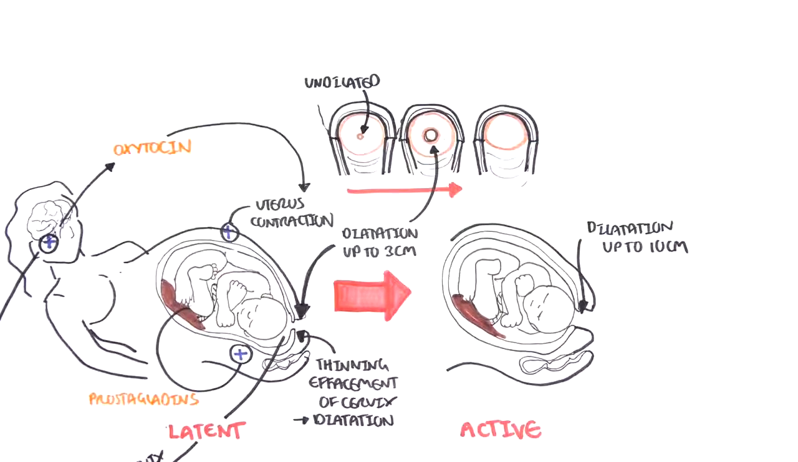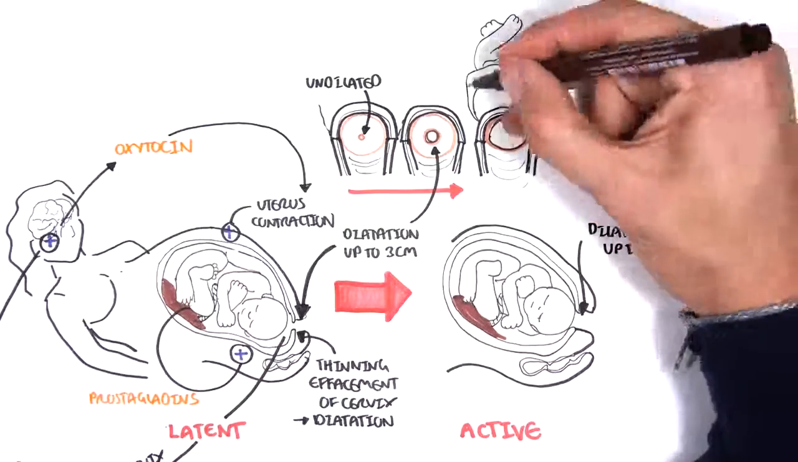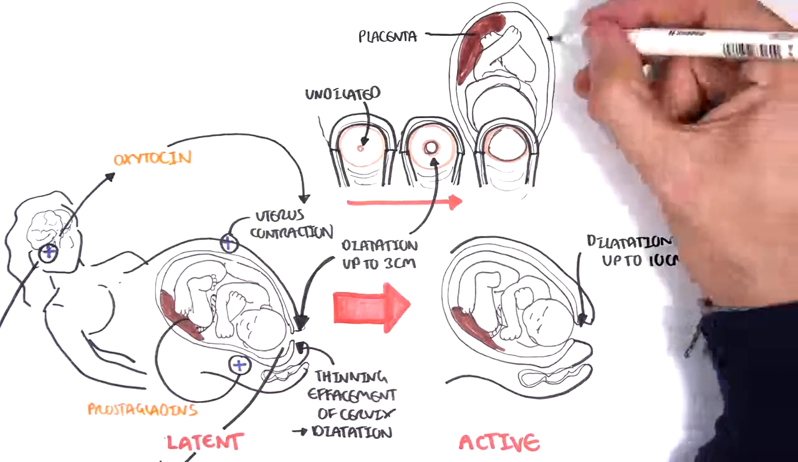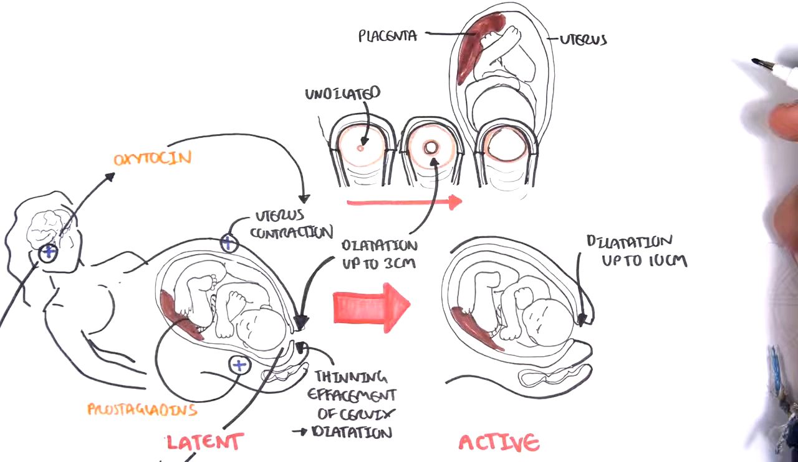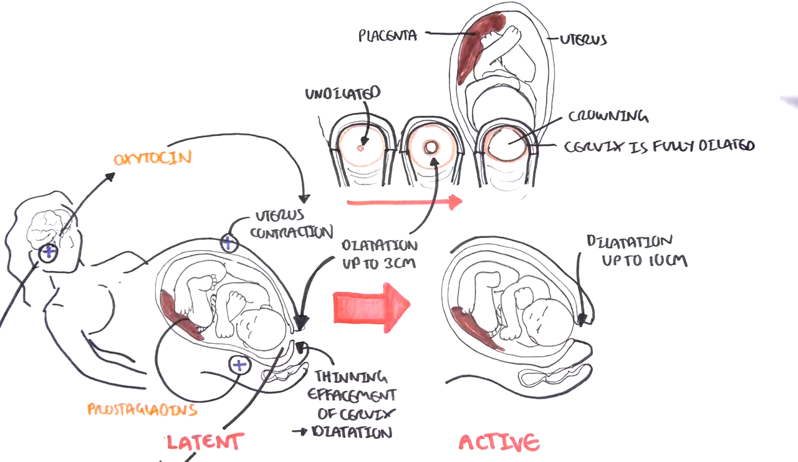So looking at the cervix from the front again, here you can see the baby, the placenta, and the uterus. The uterus is where the baby is in. And this is crowning, where the cervix is fully dilated and you can see the head of the baby coming down. And this is the vaginal wall.